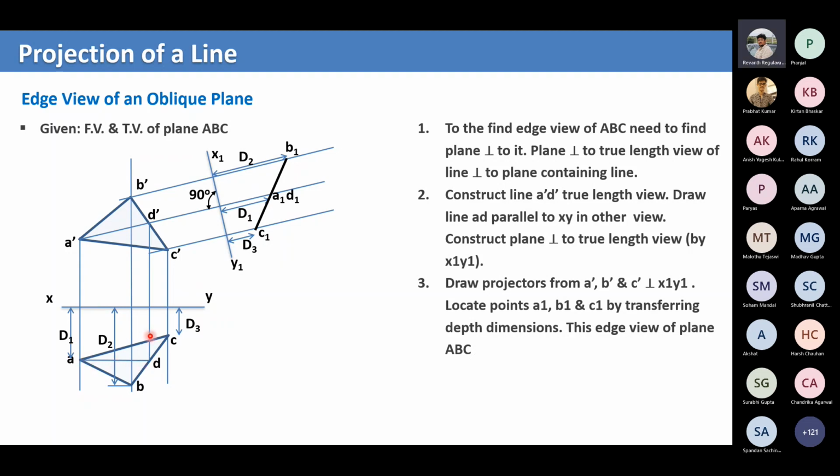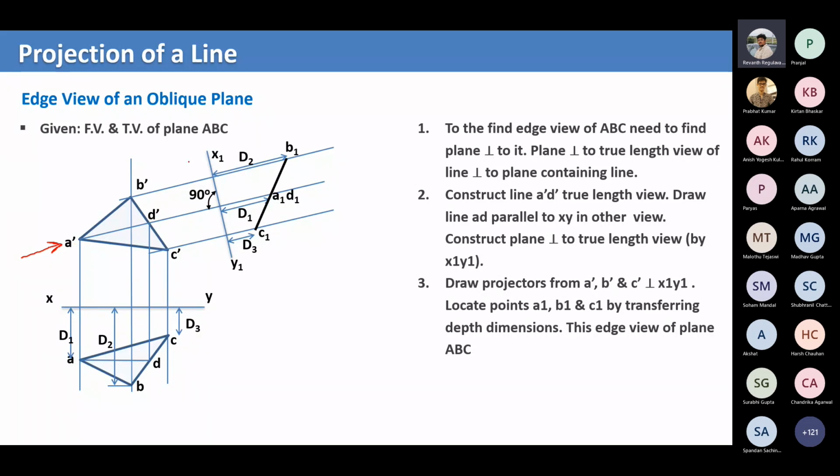Now this point D is obtained in front view also, D dash. Now what you do is you join this and you extend it further, A dash, D dash. Why are we doing this? Because A dash, D dash is the true line, true length. So now when you see this plane ABC in this direction, you will get the projection of this whole plane as a line. So that is the reason we are doing this.